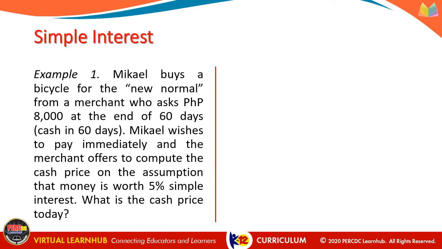Let us have example number 1. Mikael buys a bicycle for the new normal from a merchant who asks 8,000 pesos at the end of 60 days. Cash in 60 days. Mikael wishes to pay immediately, and the merchant offers to compute the cash price on the assumption that money is worth 5% simple interest. What is the cash price today?